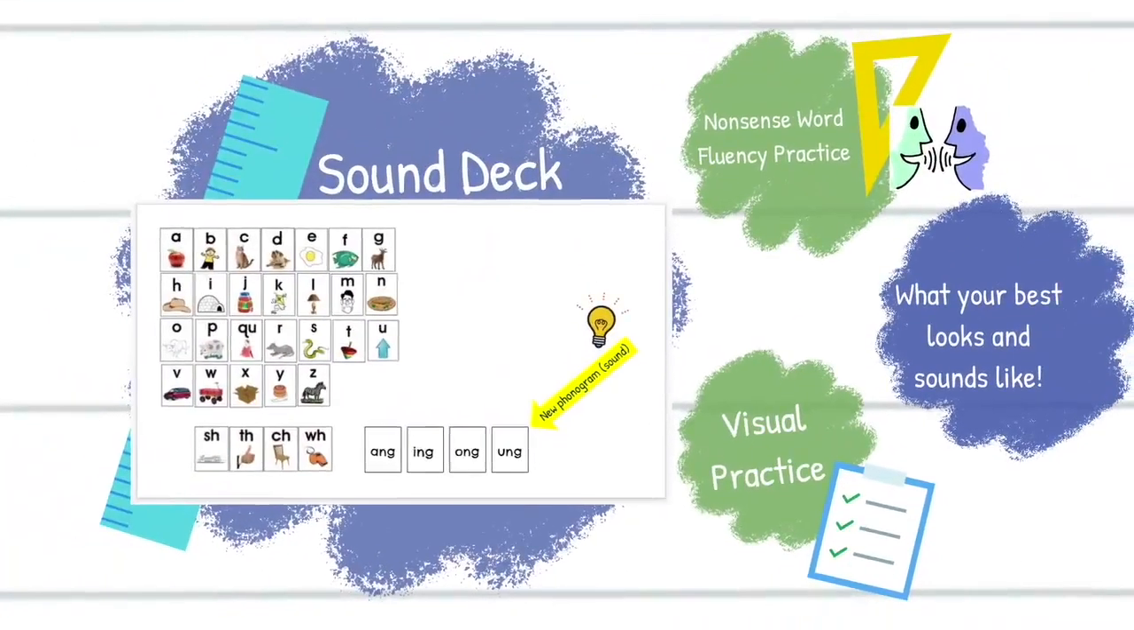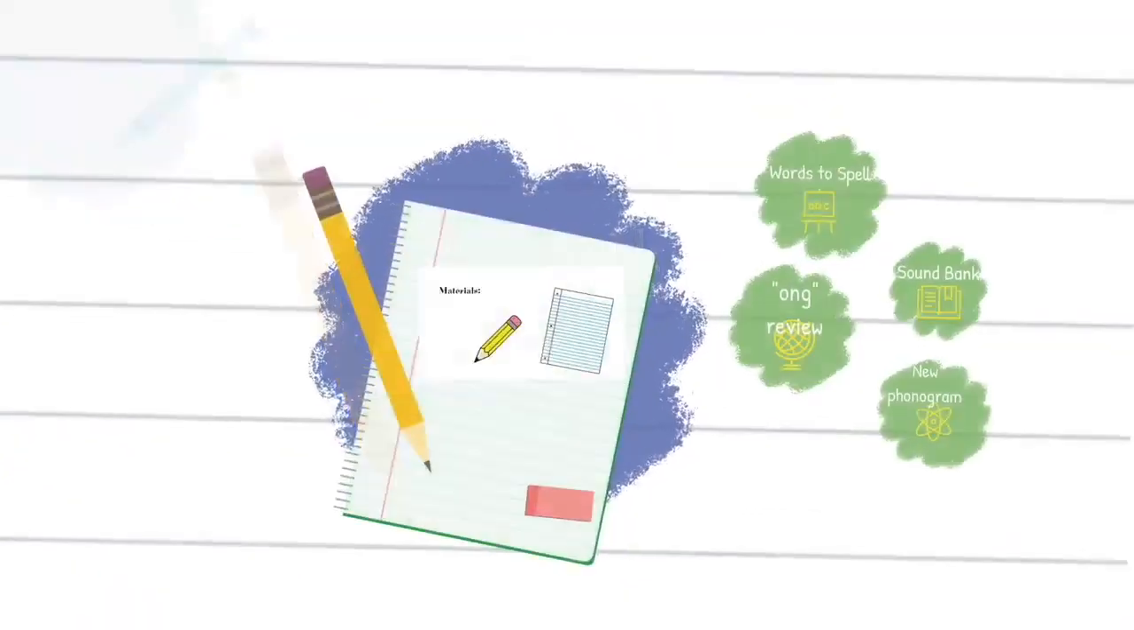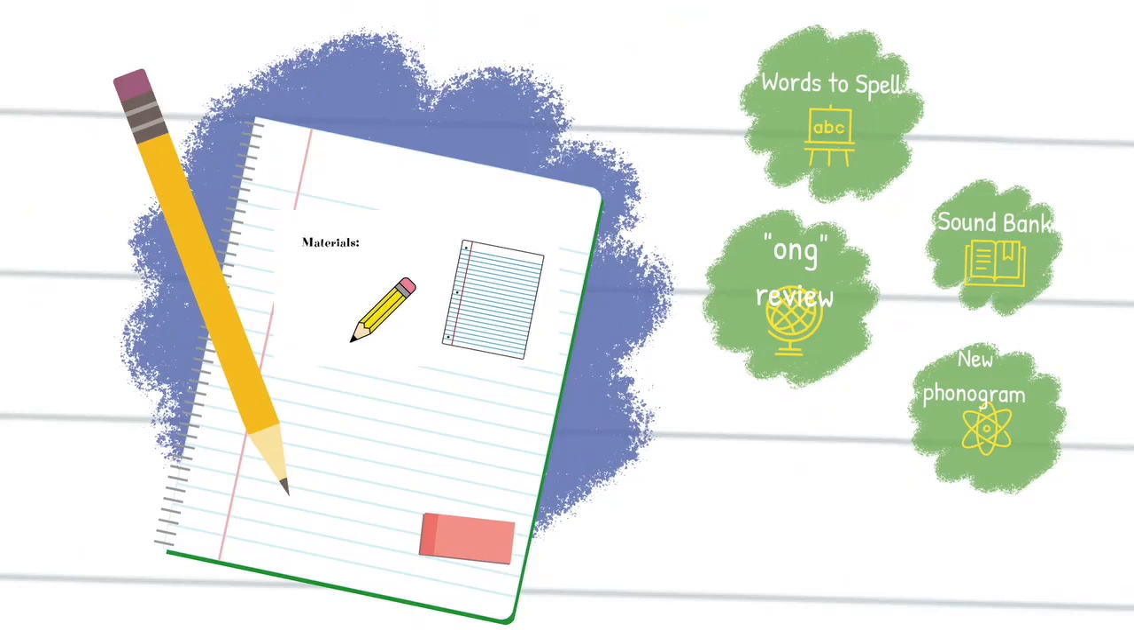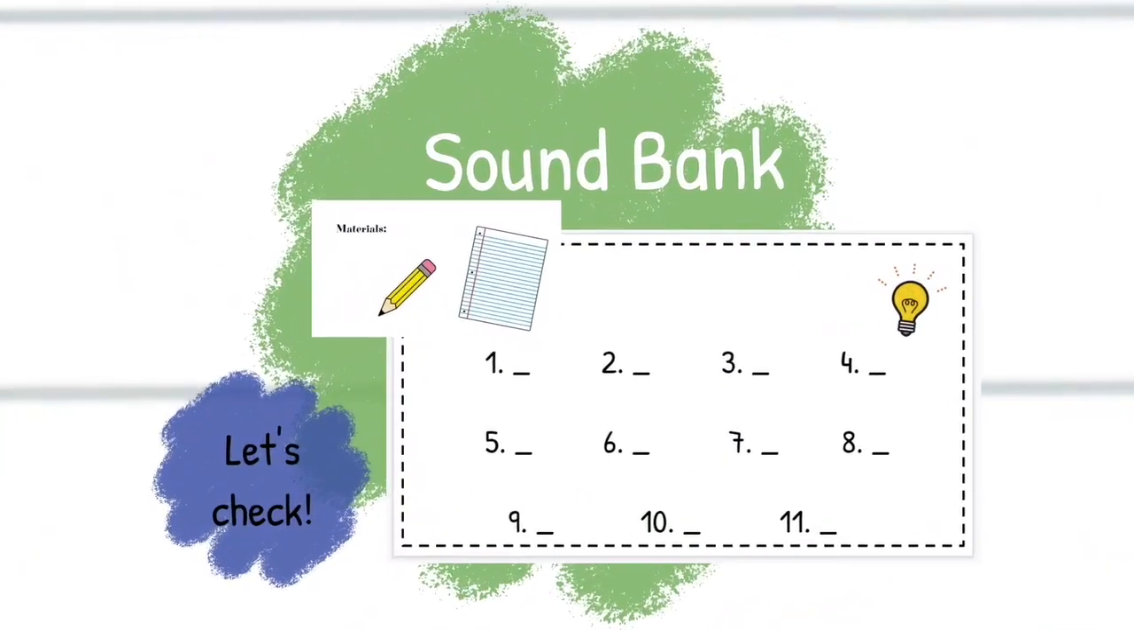Okay, going on to our sound bank. So you're going to need your materials, pencil and paper. We have 11 sounds, so I'll let you get that ready to go. Okay, so as we create our sound bank, it's really important that you listen for the sound that I give, and you're going to repeat the sound, and then you're going to think about it and say it as you write it. So repeat it, and then as you write it, think about it and say it.